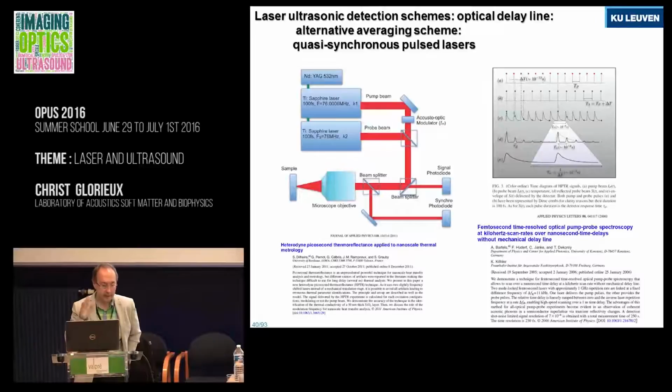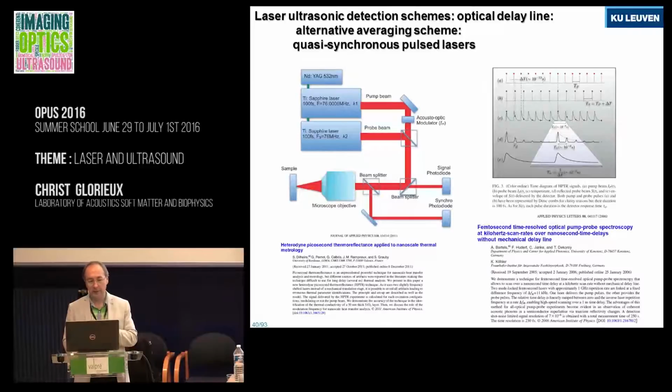In the past 5 or 10 years, although in most labs the amount of money is going down, the prices of lasers are going down as well. So some people are now able to buy these coupled femtosecond lasers, of which the repetition frequency, the number of pulses per second, which is typically 80 megahertz for titanium sapphire lasers, or 76 in this case.